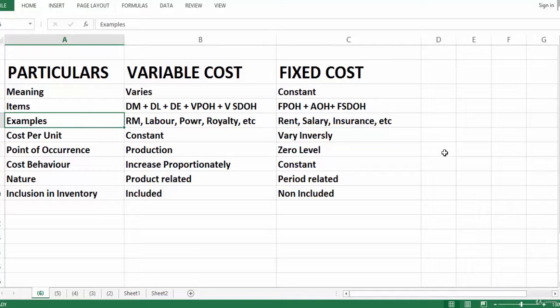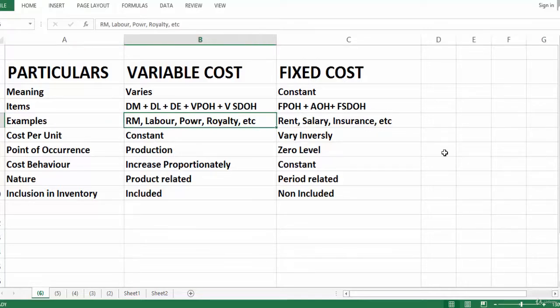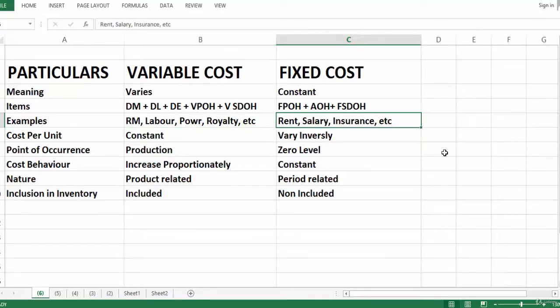Let's take some examples for variable and fixed. For variable cost, the examples are raw materials, the labor, which may be based on number of units produced, so that's the labor cost, and power, which is directly related to the production. Then if royalty is paid based on production, then that is also variable cost. Then some examples for fixed cost are rent, salary, insurance, and so on.